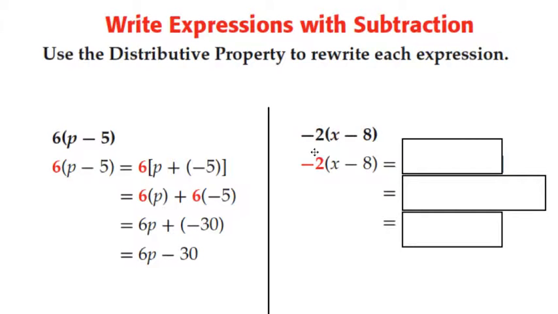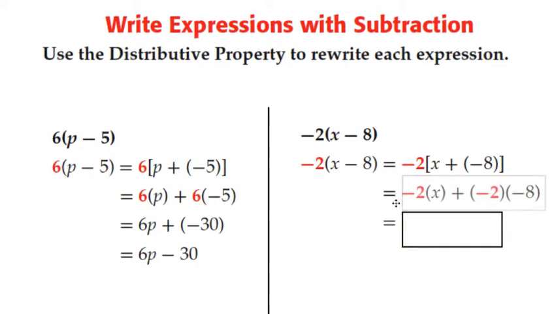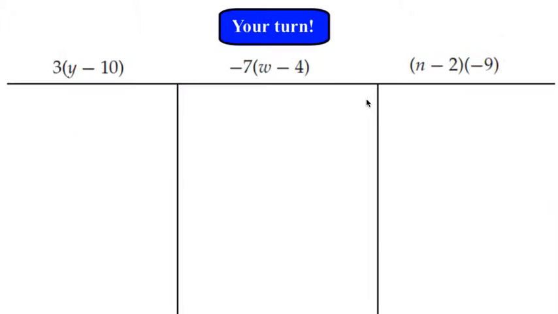On the right-hand side, when we're multiplying by a negative, we're going to get negative 2 times x plus a negative 2 times a negative 8. Well, negative 2 times x is negative 2x, but negative 2 times negative 8 is a positive 16. So again, only one sign for all of your results. Here's your turn to try a couple of these. Pause the video, and we'll look at the solutions when you get back.